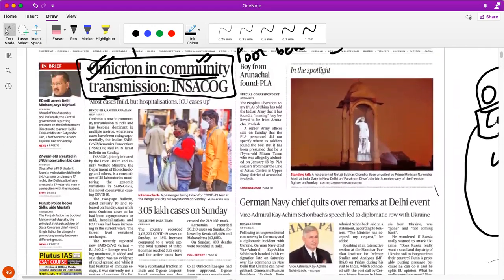Okay, boy from Arunachal found by PLA. So what is the news basically? This news is talking about an alleged claim, or rumor, whatever it has been. There was an allegation that the Chinese army kidnapped an Arunachal teenager.